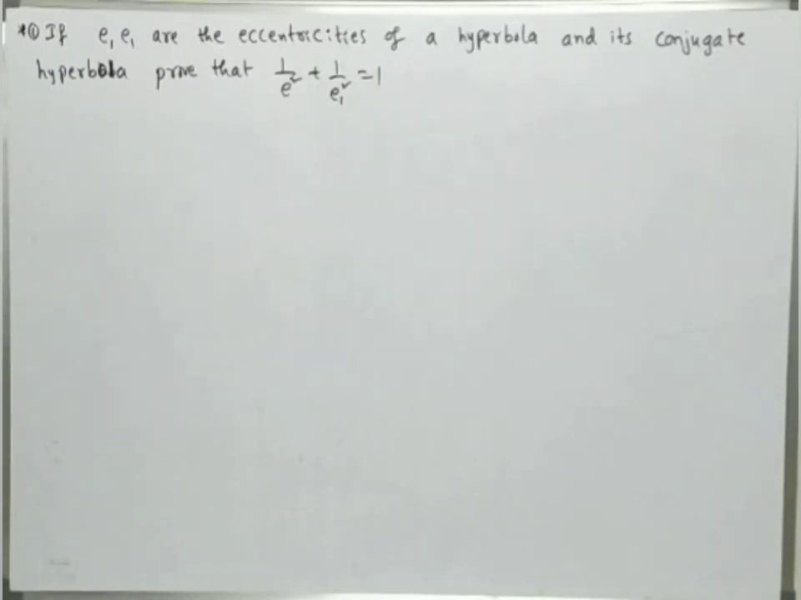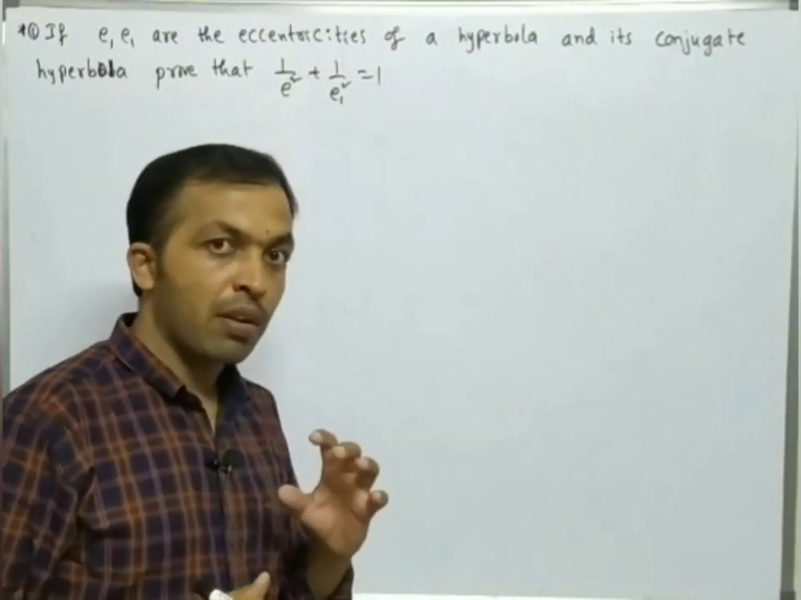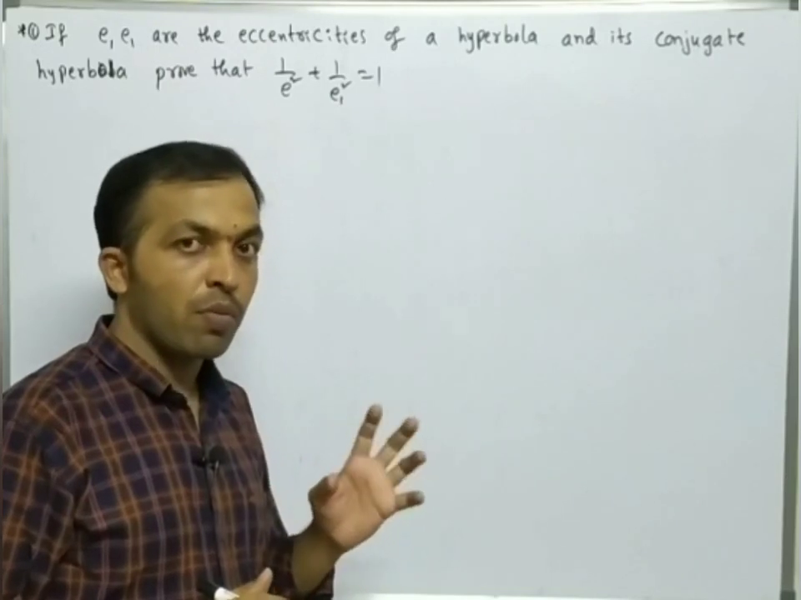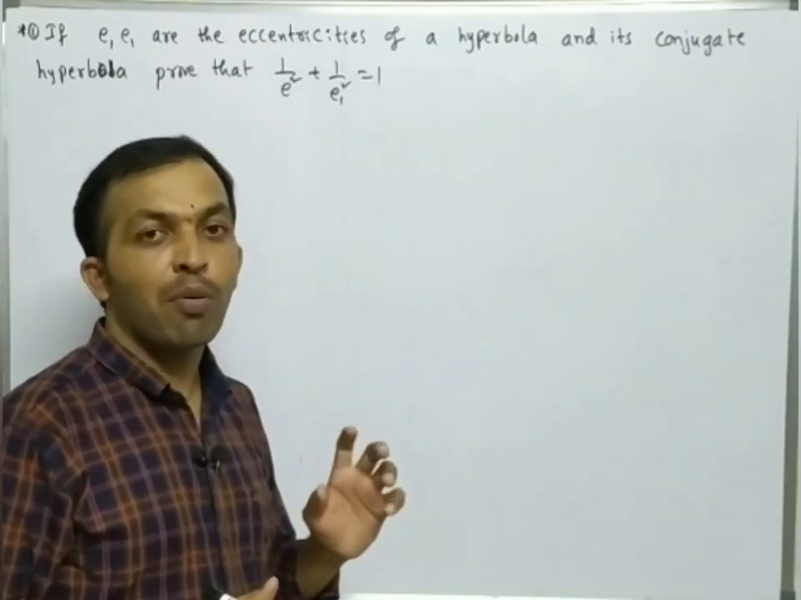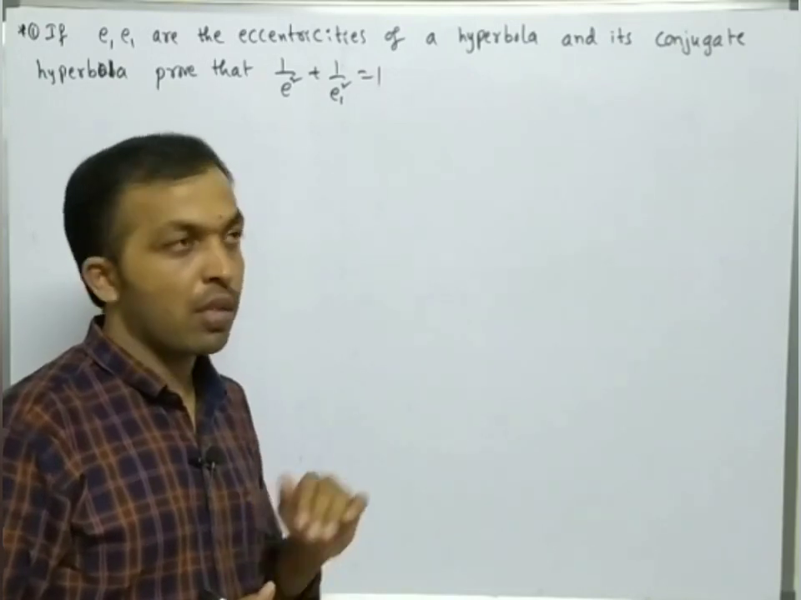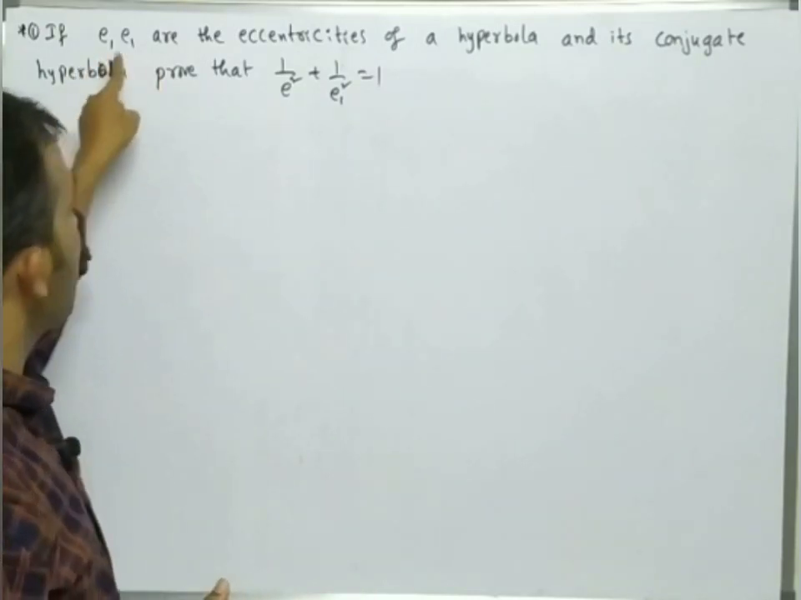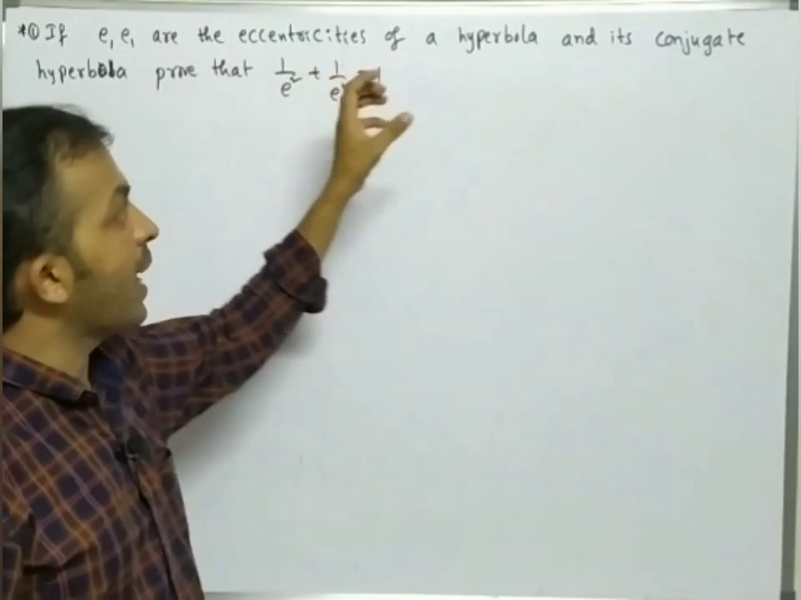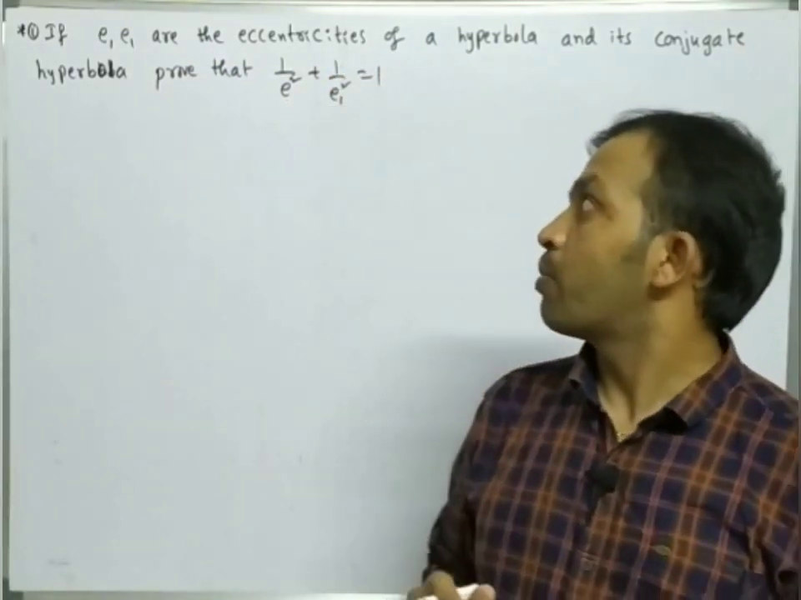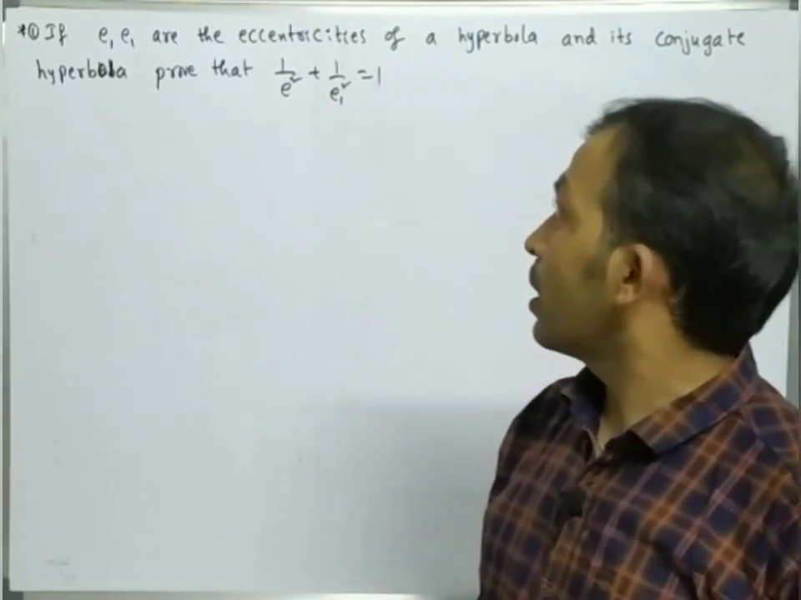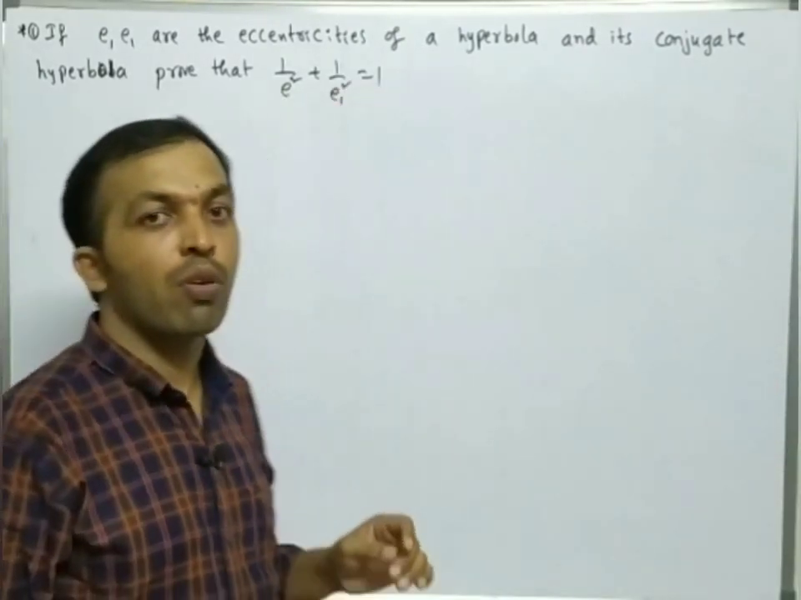Next, the concepts are almost completed. So now it is time to solve related problems of the explained concepts. Okay, so the first problem is: if e and e1 are the eccentricities of a hyperbola and its conjugate hyperbola, then prove that 1/e² + 1/e1² = 1.